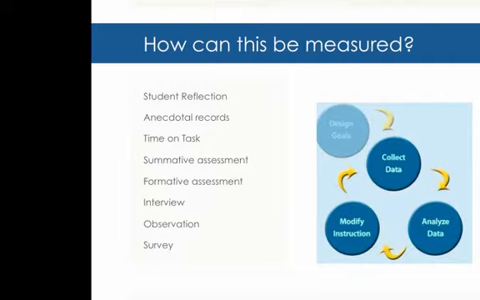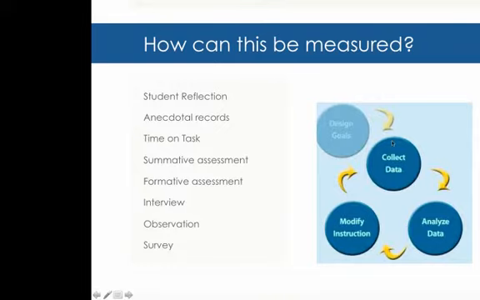We can also take some anecdotal records about a student's time on task, or how long they're engaged in an activity when they're using technology as opposed to when they're not using technology. Summative, informative assessments are good tools for cognitive domains and seeing how well students are achieving. We could even interview students. We could ask them questions about how much they enjoy the lesson. We could also use observation and make some notes about what we're observing when students are engaged in technology. And we can survey students as well. So those are some different ways that we can measure the effectiveness of technology tools.